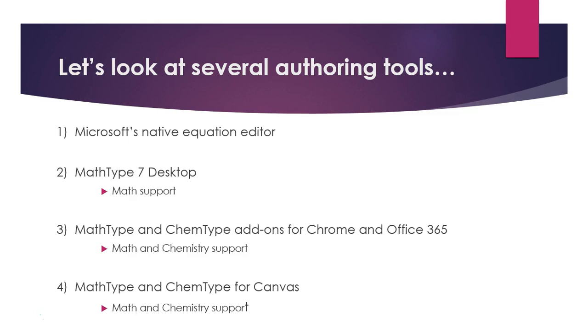There is a desktop version, which includes math support, or the ability to write math equations. And there's also MathType and ChemType add-ons for Chrome and Office 365. The Office 365 add-on is still in development, but they are saying it should be coming out very soon. And that also includes ChemType, which has specific buttons that you can press to add in chemistry equations. And then the last one is MathType and ChemType for Canvas. So that's a built-in LTI on Canvas, which also includes MathType and ChemType. So the chemistry support is built into that as well.